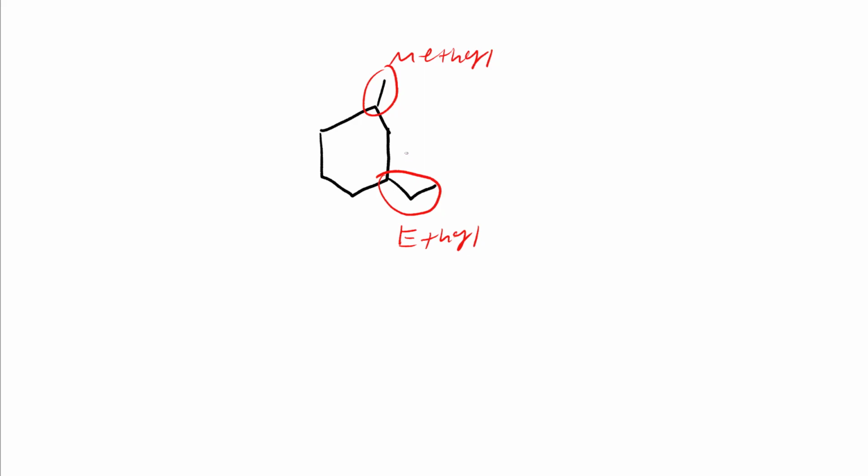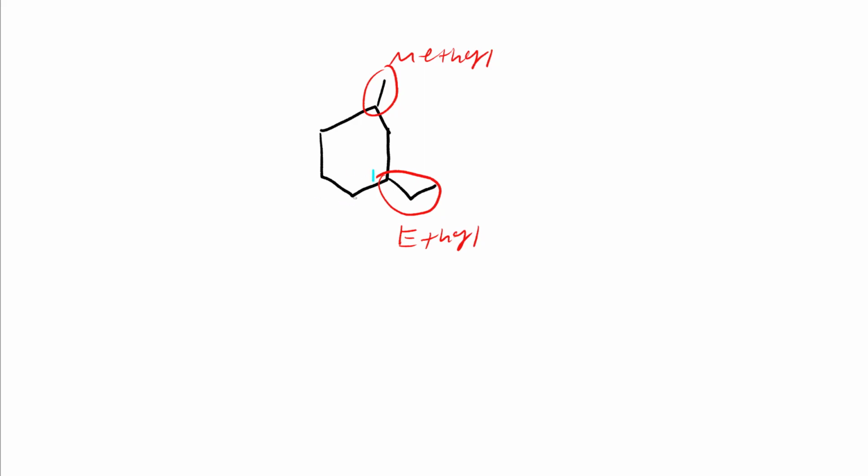Do we start numbering from here, 2, 3? Or do we go the other way? Do we go 1, 2, and 3? Well, if you have 2 substituents, and they're both alkanes like this, right? They're both basic. Well, you start at the one from the alphabetical order. So E comes before M, right? So that must mean that we're going to number from here.